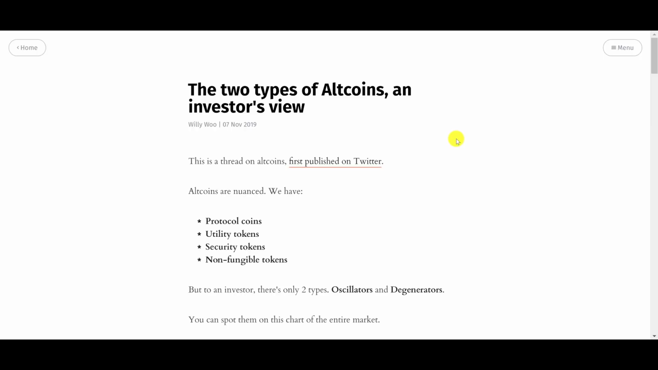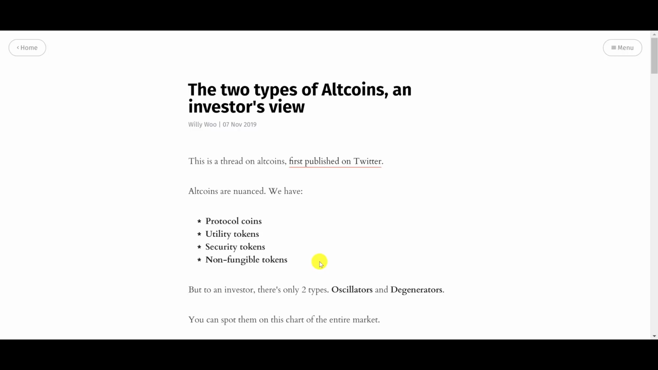All right, I wanted to cover an article that Willy Woo had written up, basically covering the different types of altcoins, and specifically the two types that we as investors want to look at. So with the altcoins, he breaks down there's protocol coins, utility tokens, security tokens, and non-fungible tokens like collectible tokens like CryptoKitties and things like that.